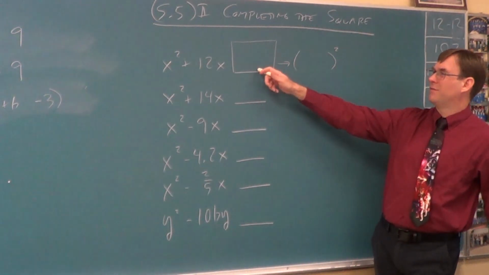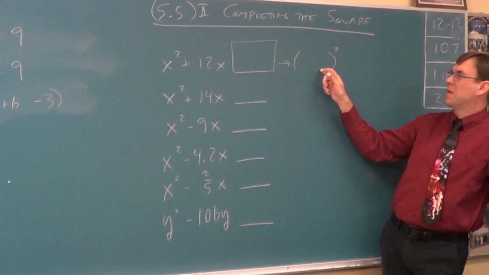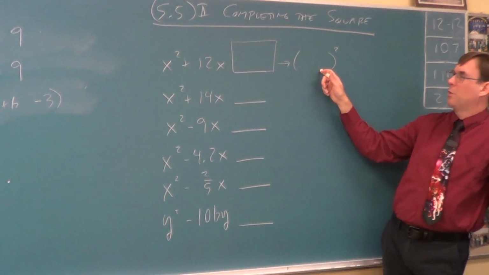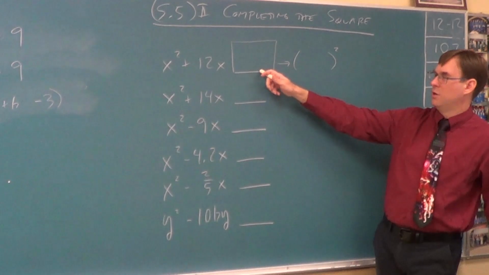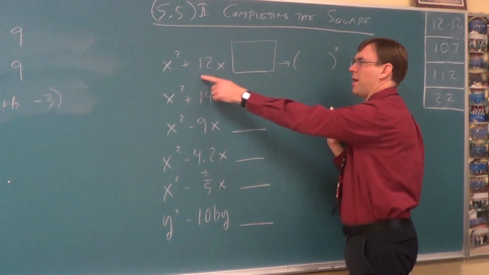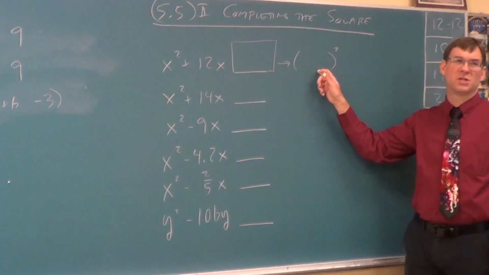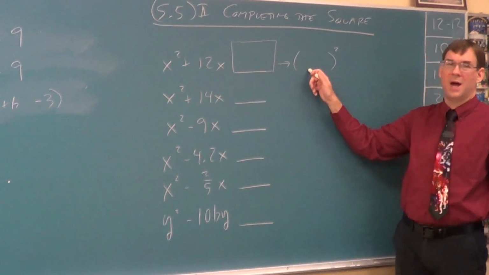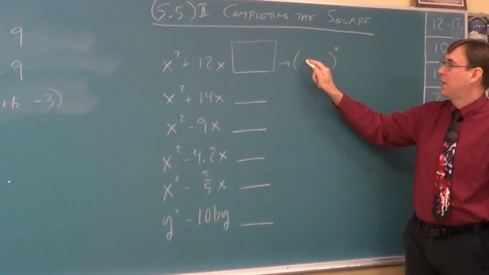Sometimes it's easier to figure out the number first, but I think for most people, it's easier to think of what the square would be and then double back to who is missing. So let's try that first. Can anybody think of what square that's close to being, but we're short the number? This would be x plus 6 squared.